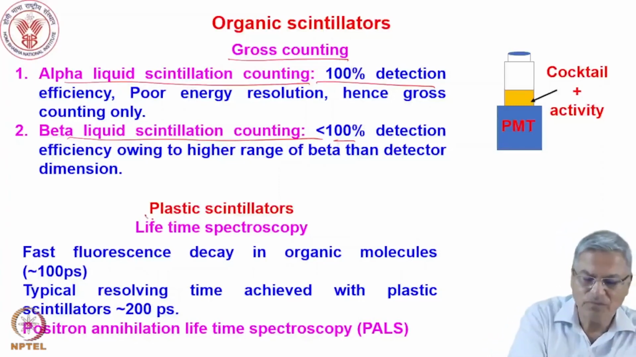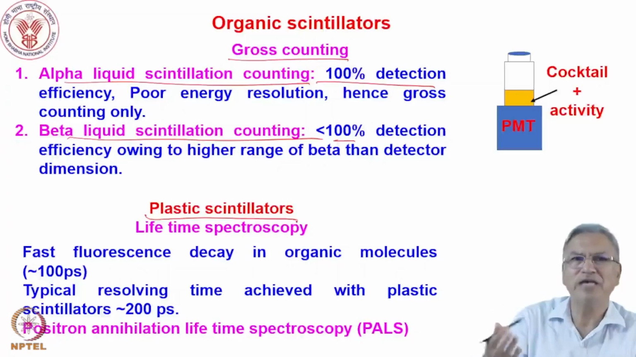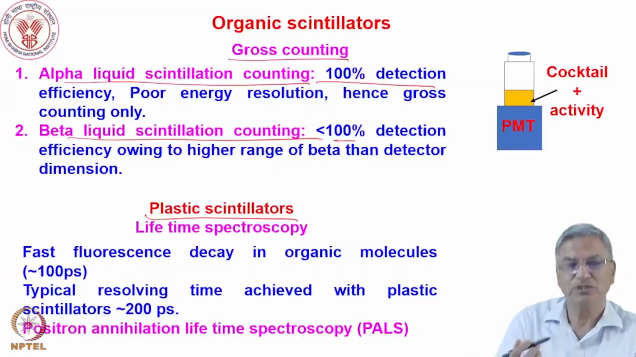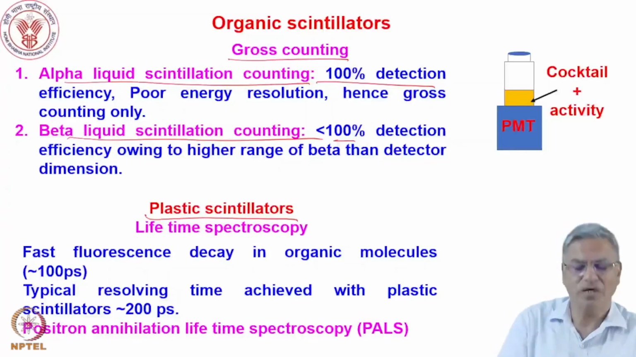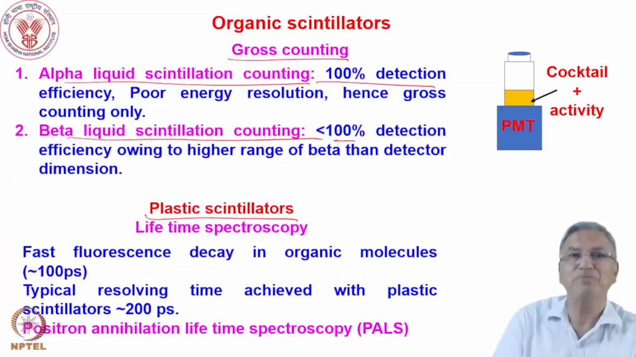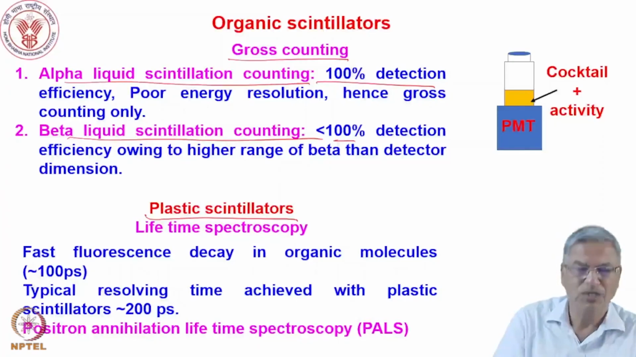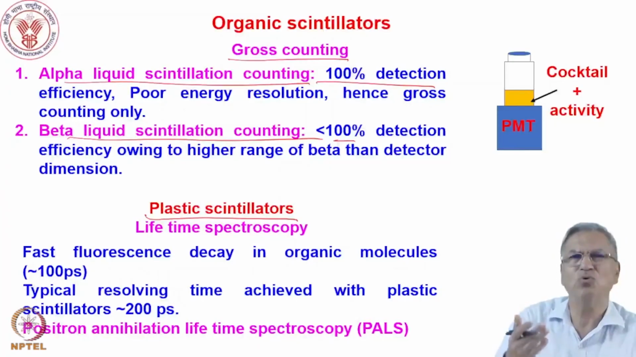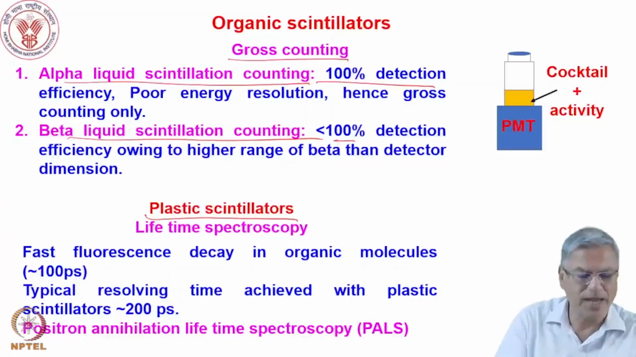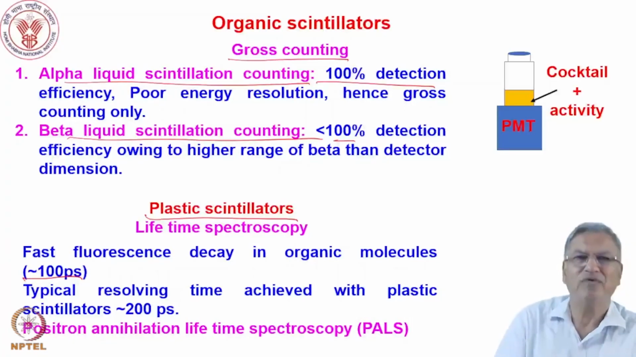There is a class of materials where you can polymerize a fluorescing material, so it's a solid material, but still low Z. They are called plastic scintillators. So these plastic scintillators are used for gamma ray spectroscopy, but for timing, not for energy spectroscopy. Organic molecules have a very short fluorescence decay time, of the order of picoseconds, and because of that, they find applications wherever you are doing lifetime spectroscopy.